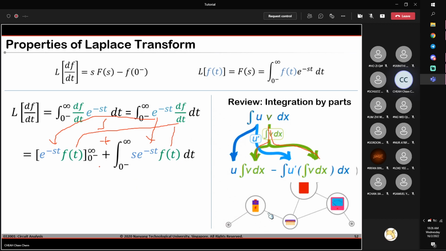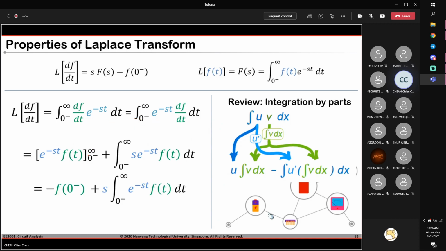Then you impose these conditions. You can check that e to the power of negative infinity is 0, and minus the initial condition: e to the power of 0 is 1, f(0) is the initial value of f. This s term can be taken out because we are integrating with respect to t. Then the remaining term, look at it, is your F(s). So this is sF(s) minus the initial condition.